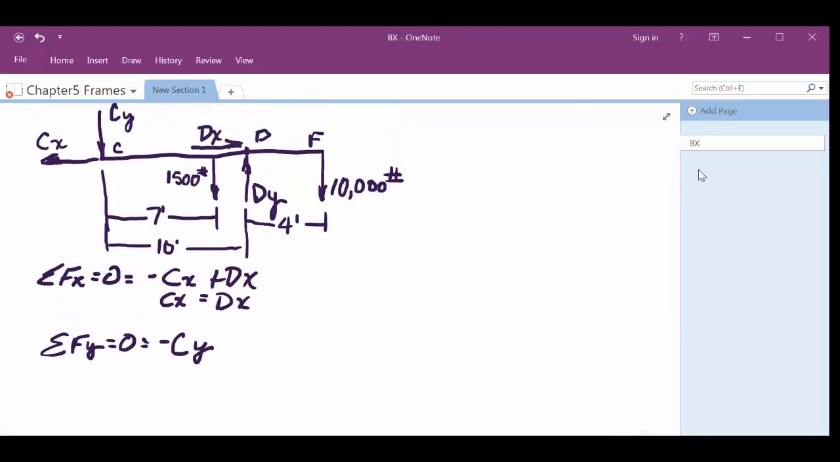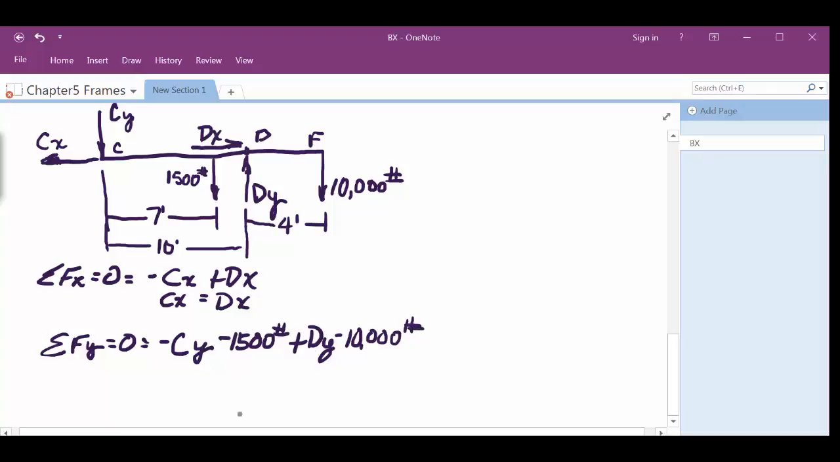There we go. Okay, and then we've got a minus 1500 pounds plus DY minus 10,000 pounds. Oh, two unknowns. But you being you now, you don't panic, right? You say, okay, I've got some distances there, so I can do a moment equation.